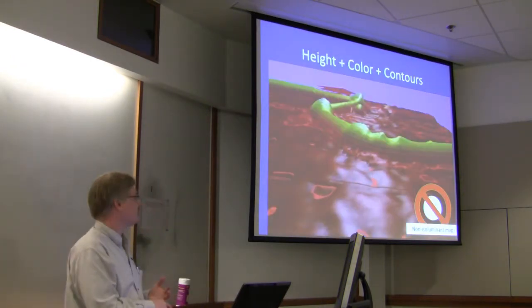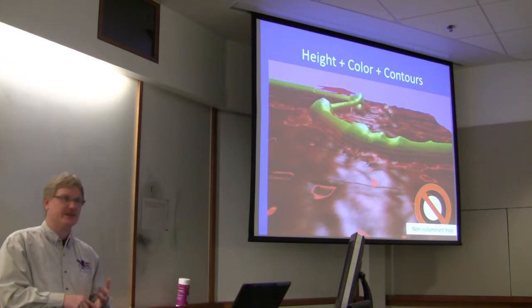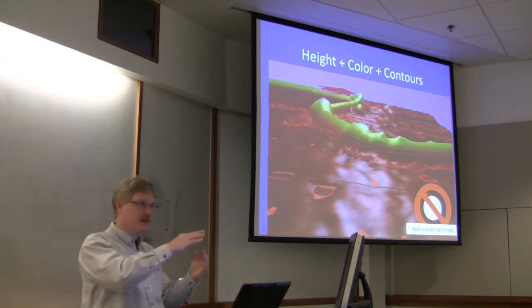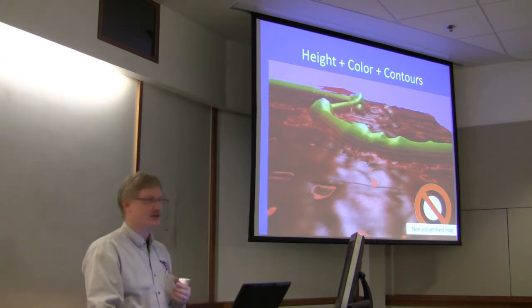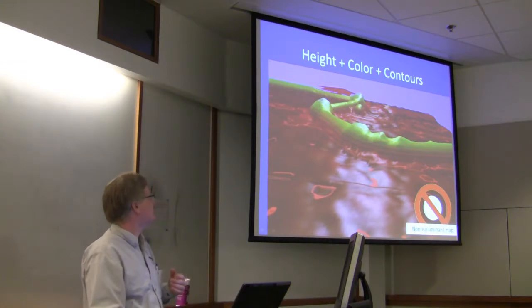This is height plus color plus contours, right? So this was when we submitted for the cover of the journal Nature. We wanted to really show people exactly what's going on, right? And so this is a carbon nanotube. Again, it's bent.